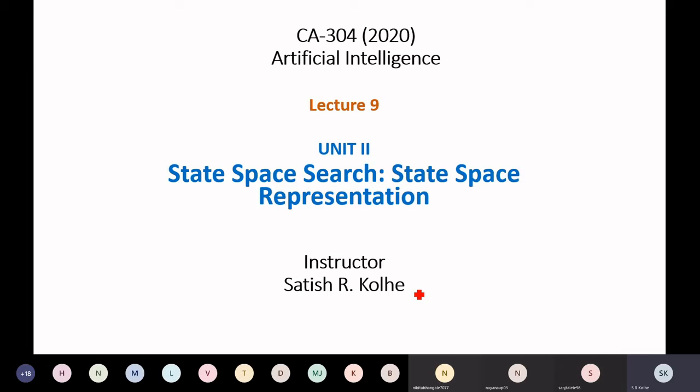So today we are going to start a new unit on state space search, unit number 2. In this unit we will be discussing how AI problems are solved, and the 4 important steps in solving a general AI problem. The first step is representation of the problem in state space form. Most problems you will be able to solve by using state space representation and then applying an appropriate AI technique on that. So we will be discussing this part today.